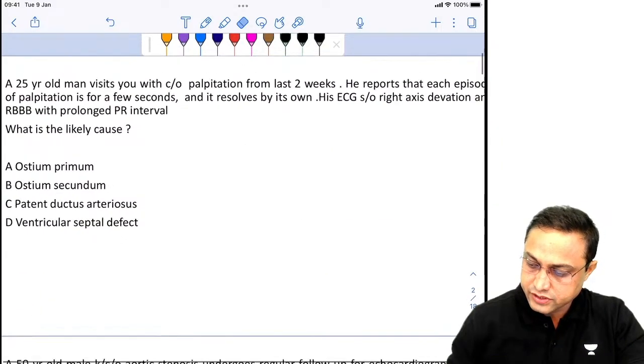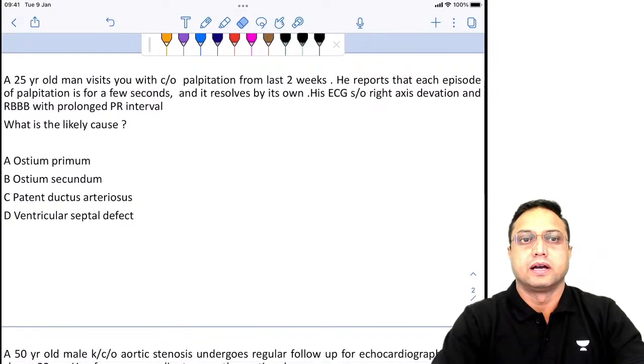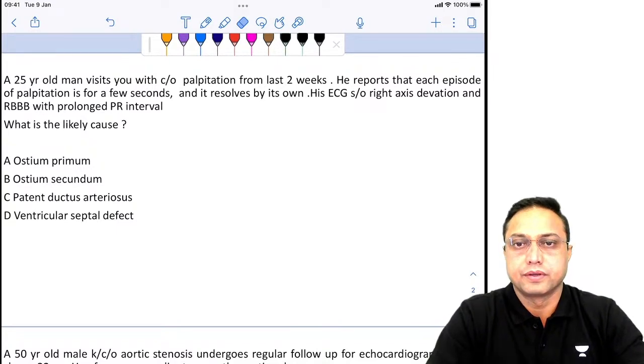So here is the first question. Read this question and then we will proceed. You have 1 minute for this question and your time starts now.